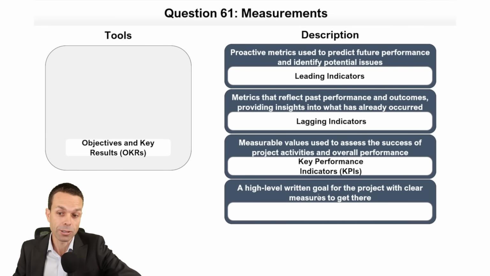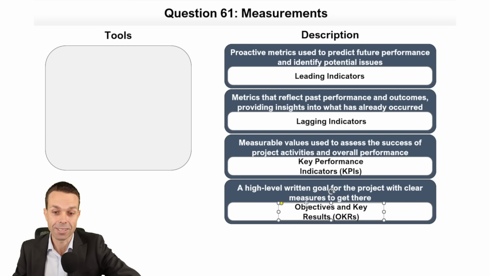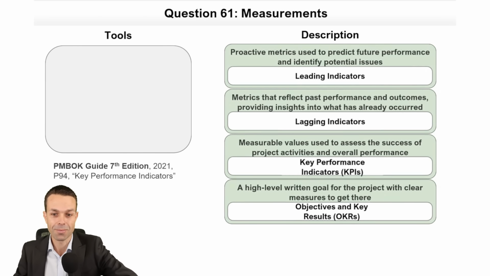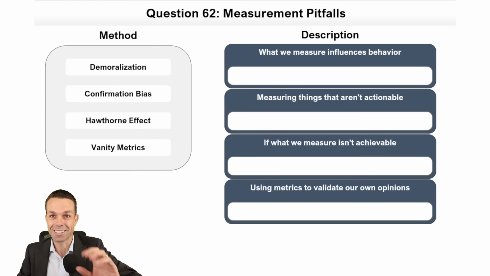And a high-level written goal with the measures to get there. That's our objective, high-level written goal, and key results. Those are the measures, or OKRs, that we might see in Agile. Let's quickly check that out. And it looks like those are correct. From the PMBOK Guide 7th edition, if you want to check that out, key performance indicators on page 94. How did you guys go with that one? First one off the ranks in this little section.